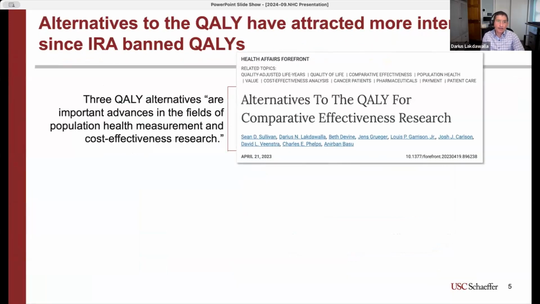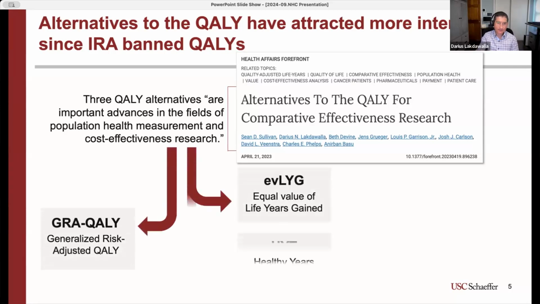I'm not alone. Many people have looked at alternatives to the QALY. And since the Inflation Reduction Act banned the use of QALYs by CMS in negotiating prices, alternatives to the QALY have certainly attracted more interest. A group of economists, including me, have brought attention to these various alternatives. And the three that have received the most attention are, in fact, the three that NHC is wise enough to begin to explore more fully in the form of these seminars.